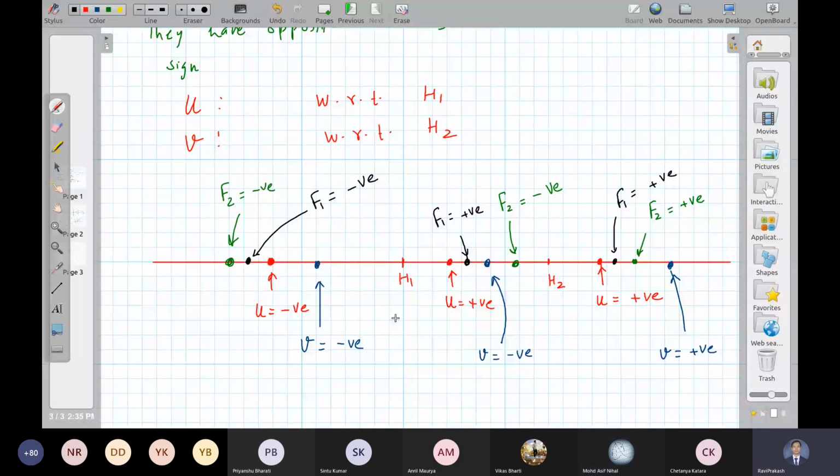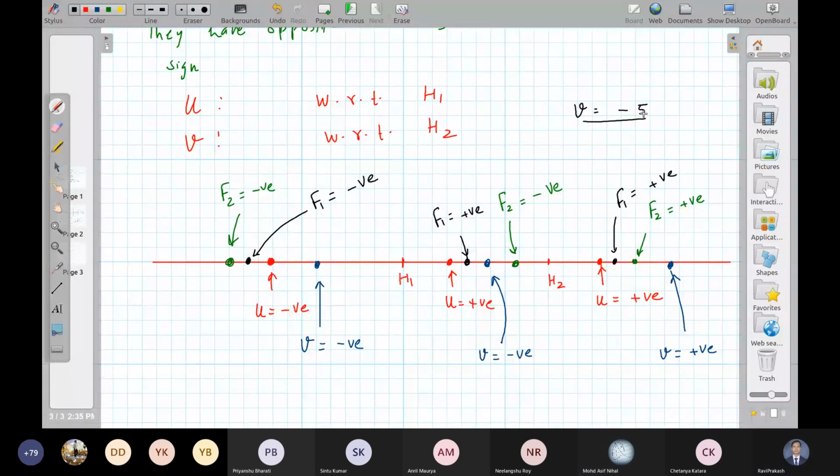Let us say N1 is here. When we put the values of U and F2 measured with respect to H1 and H2 respectively, the value returned by V is by default in accordance with all sign conventions and measurement with respect to H2. So let us say you get V is equal to some negative number. It simply means that your image is on the left side of H2 at a distance of 5 units.